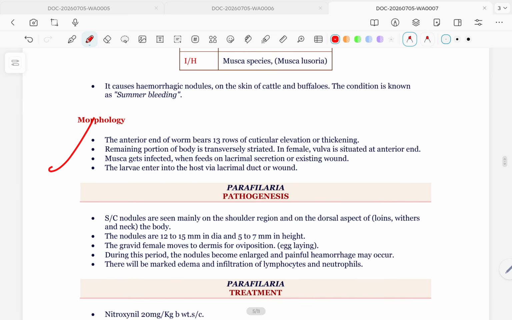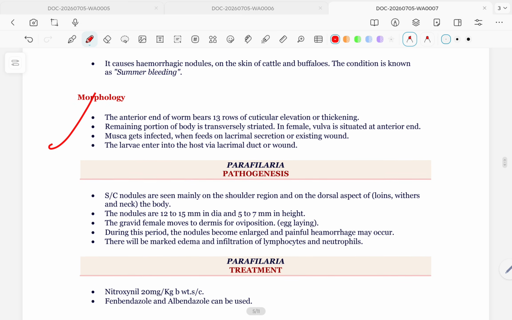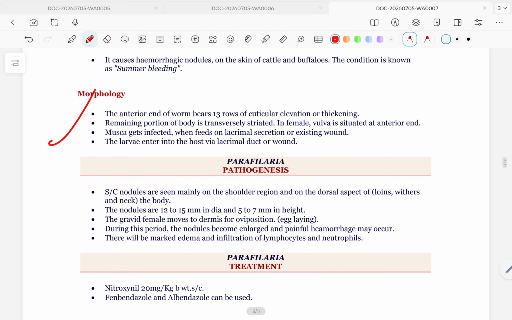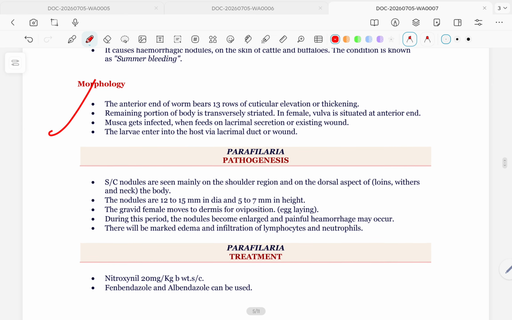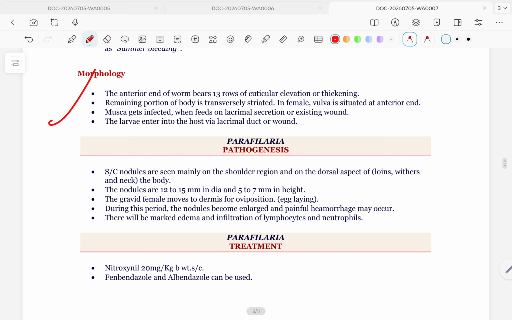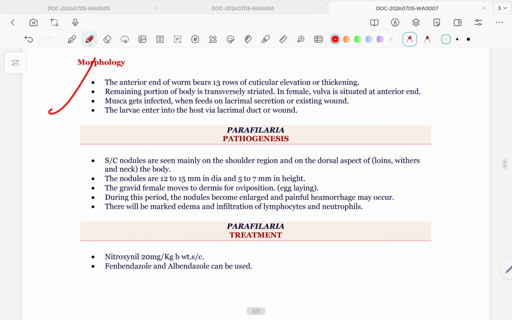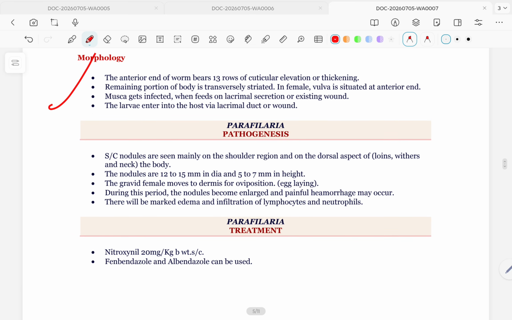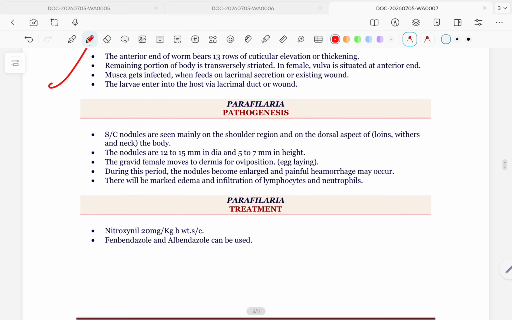Morphology: the anterior end of the worm bears 13 rows of cuticular elevations or thickenings. The remaining portion of the body is transversely striated. In female, vulva is situated at the anterior end. Musca gets infected when it feeds on lacrimal secretion or an existing wound. The larvae enter the host via the lacrimal duct or wound.